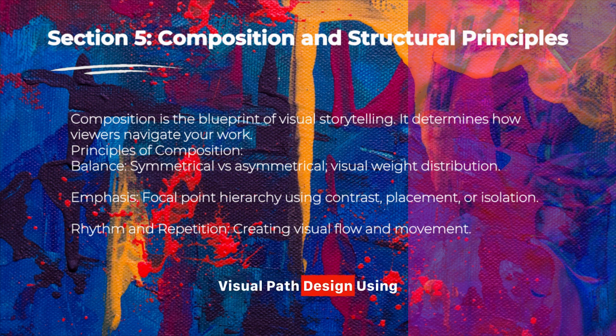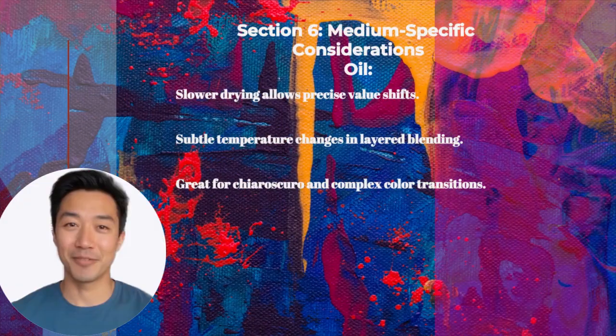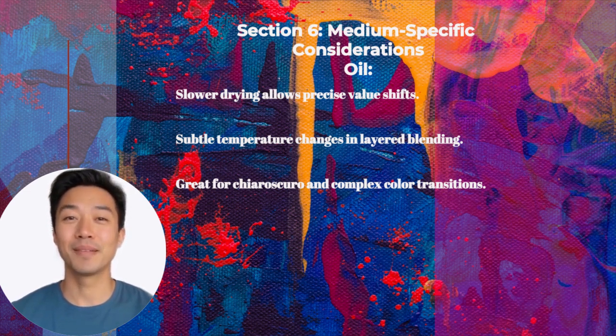Visual path design, using shape, contrast, light, and color to control how the eye moves, building tension and release through spatial arrangement. Section 6. Medium-specific considerations. Oil. Slower drying allows precise value shifts. Subtle temperature changes in layered blending. Great for chiaroscuro and complex color transitions.